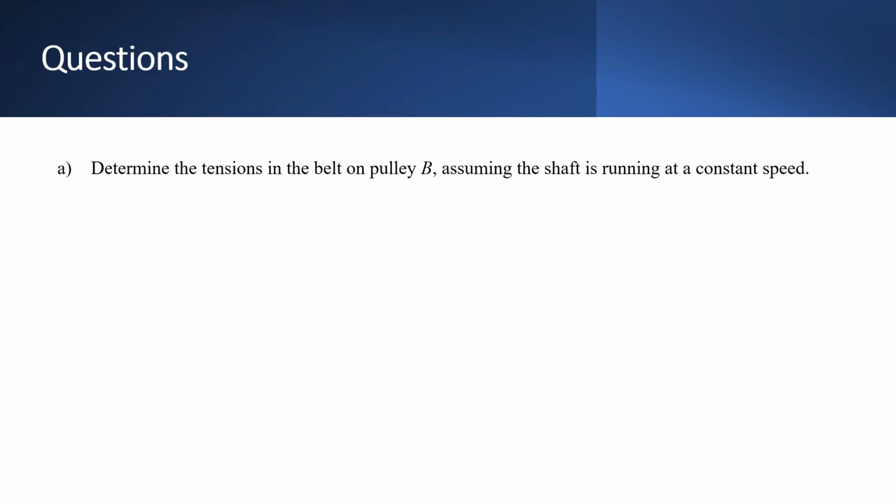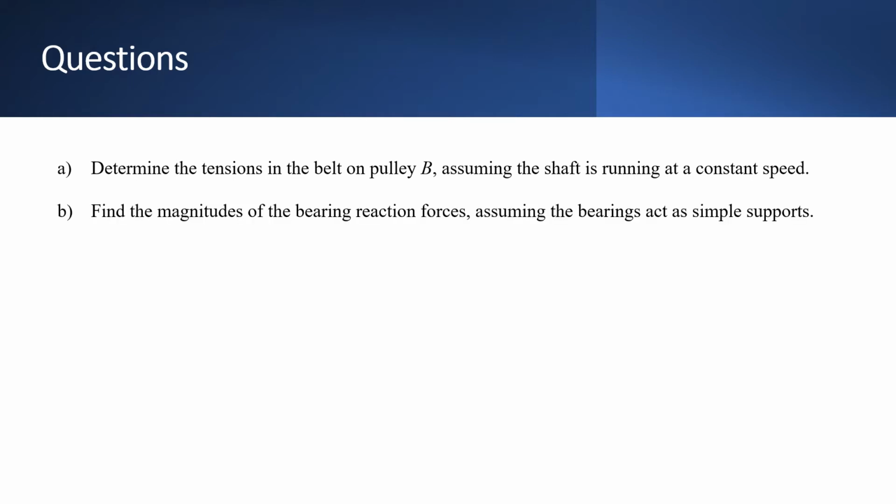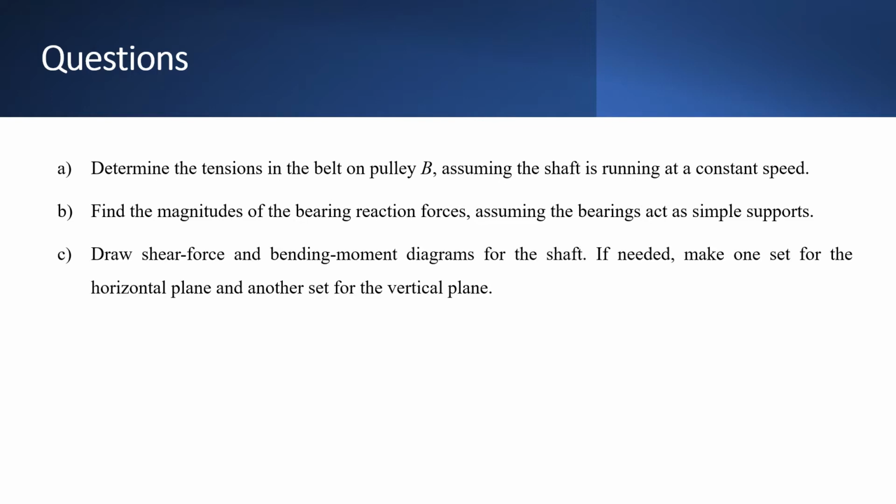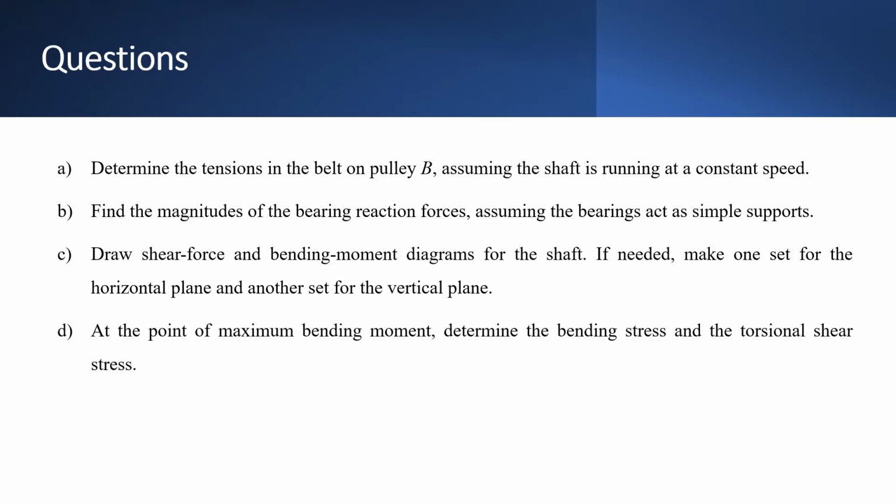Now, the questions are: A. Determine the tension in the belt on pulley B, assuming the shaft is running at a constant speed. B. Find the magnitudes of the bearing reaction forces, assuming the bearings act as simple supports. C. Draw shear force and bending moment diagrams for the shaft. If needed, make one set for the horizontal plane and another set for the vertical plane.